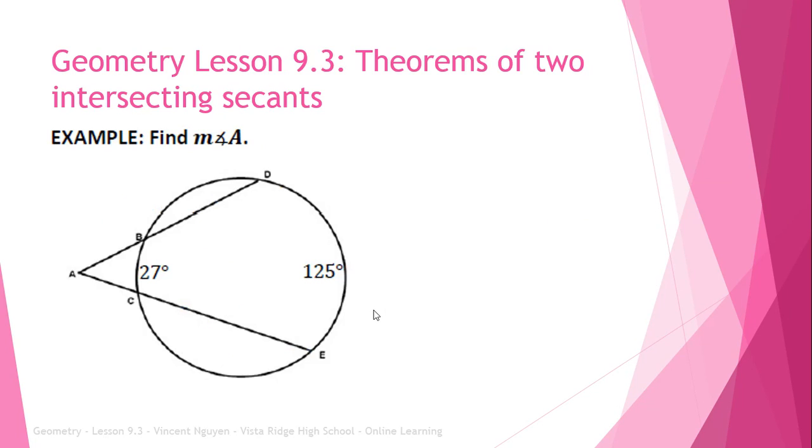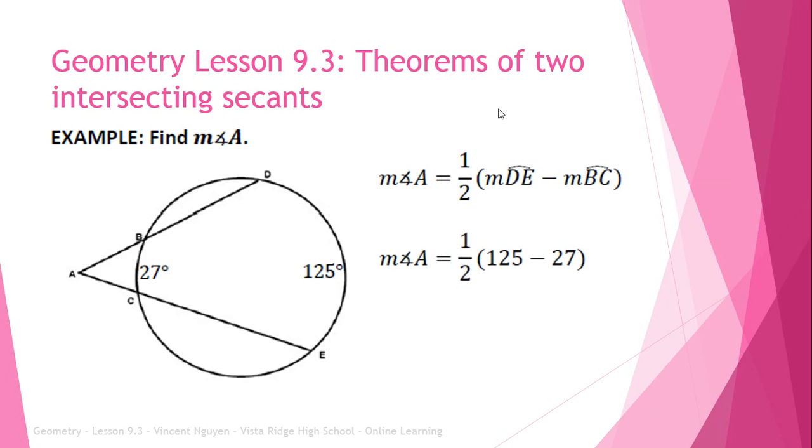So here we go. We're looking for angle A, which is the outside angle. So it's the difference between the big arc and the little arc, and then divided by 2. So the big arc, which is DE, minus the little arc, which is BC, and then divide that by 2, or multiply by 1/2. It's the same thing. So you substitute it in. You come up with the relationship, you substitute values in, and then you do some math to solve for angle A. So angle A happened to be 49 degrees.